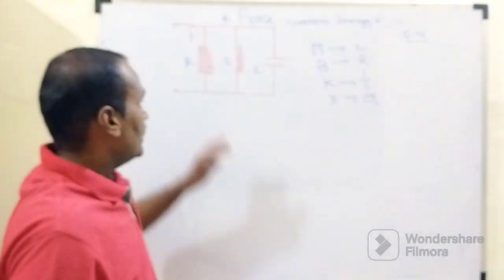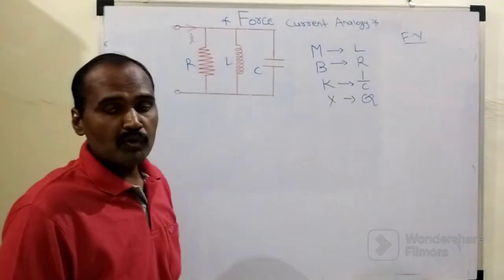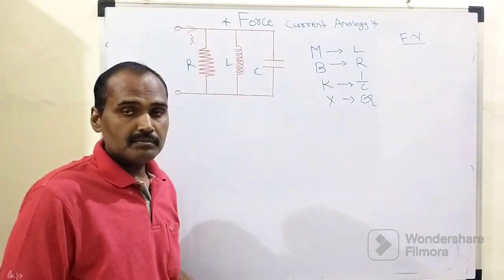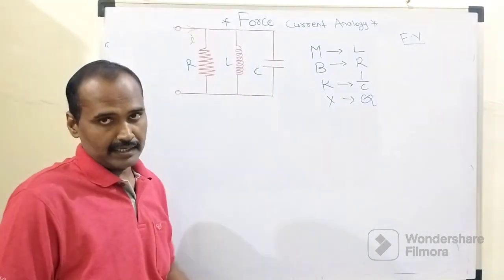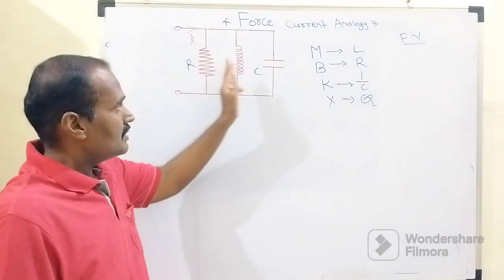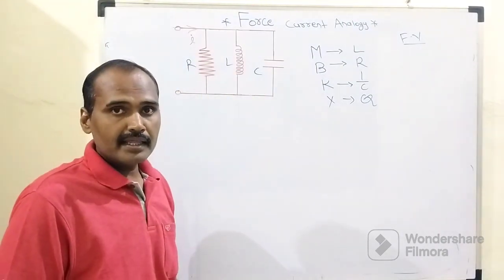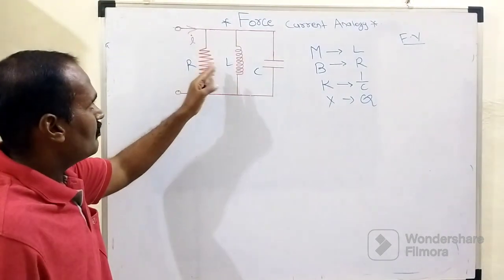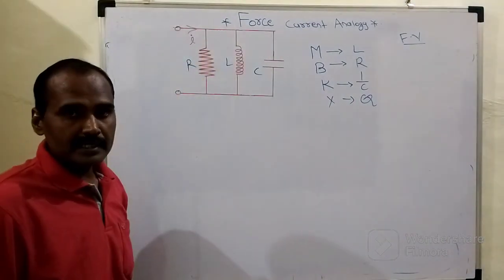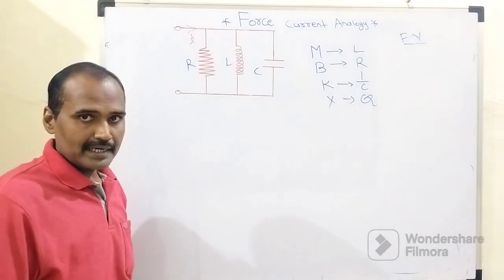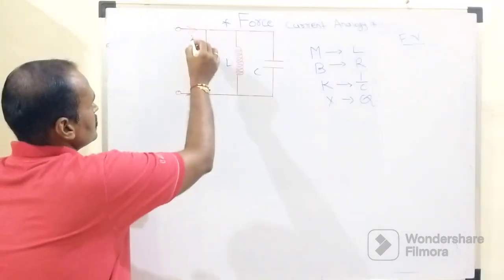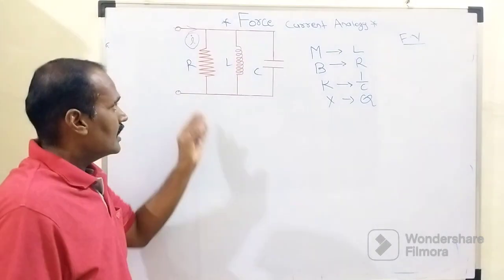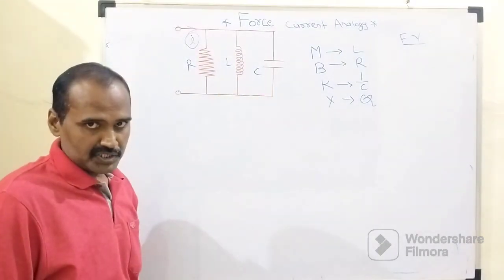In the same manner, we need to realize the force current analogy technique by using the parallel RLC circuit, because these three basic electrical elements are connected in parallel form. So whenever the circuitry is excited with a certain voltage, the total current will get divided between these three branches.